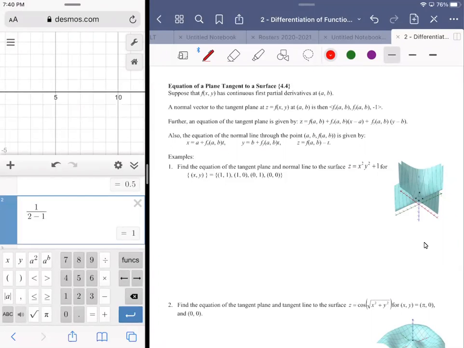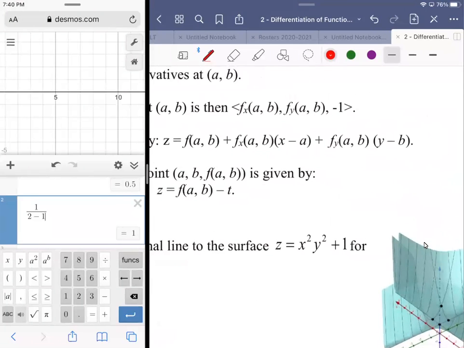So find the equation of a tangent plane, normal, and normal line to the surface z equals x squared y squared plus 1 for this set of values. We have the equation here. It's written out for us. It's nice. You see those little subscripts for the f's? Those are our partial derivatives. So we're evaluating the function, then finding partials, then going from there.